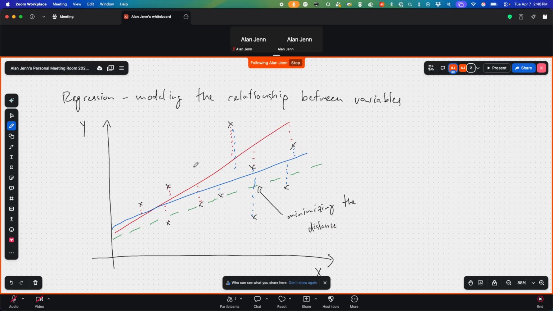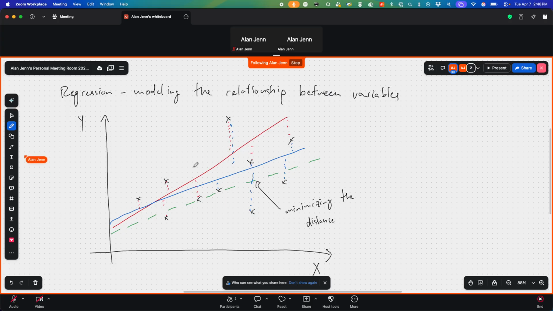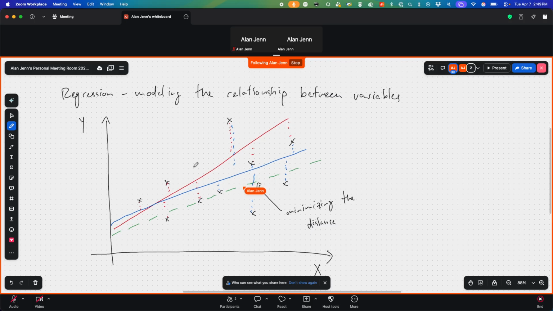I want to do a quick aside based on a comment earlier about why it is that we minimize this difference like this as opposed to the perpendicular distance, like so. We always minimize based on the vertical distance. Who actually knows the answer to that? Anyone?